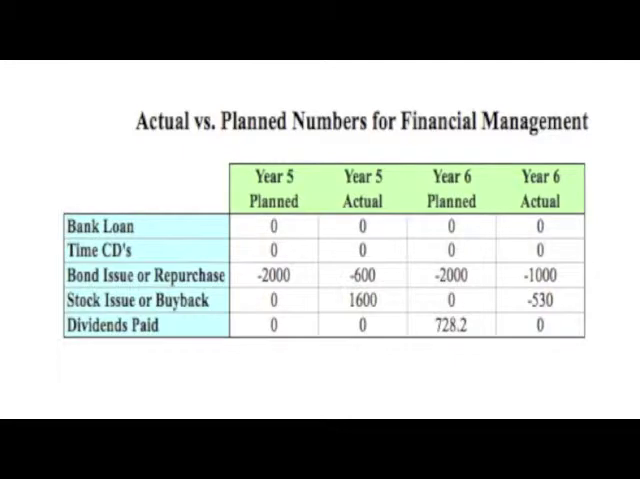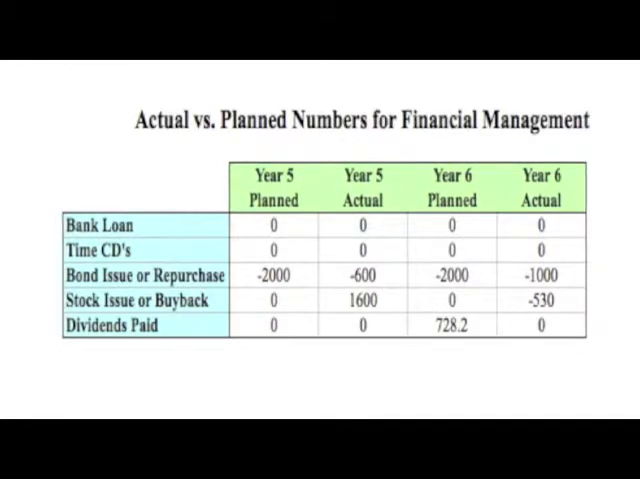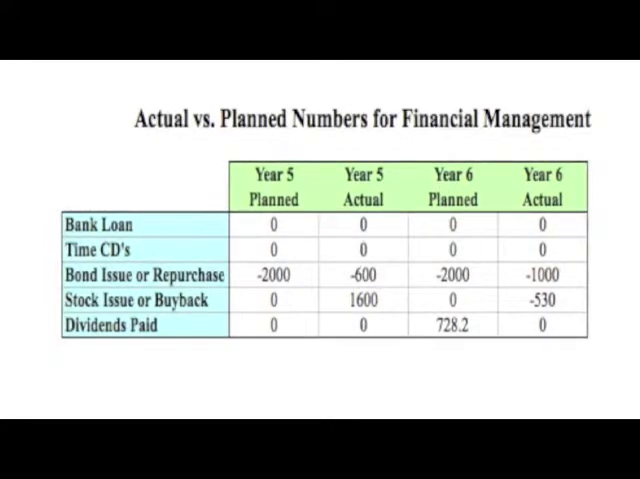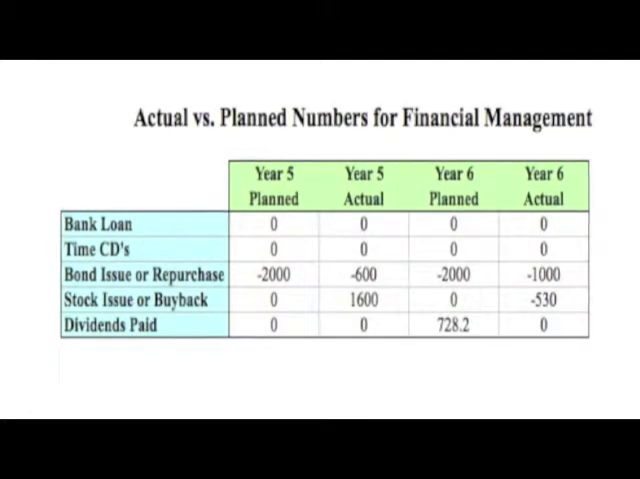As far as dividends go, we planned on 0 in year 5 and $728.20 in year 6. In all actuality, we did not pay any dividends to our stockholders. The next couple slides basically just break down what I just went over. And yeah, I hope that clears everything up. Thanks.